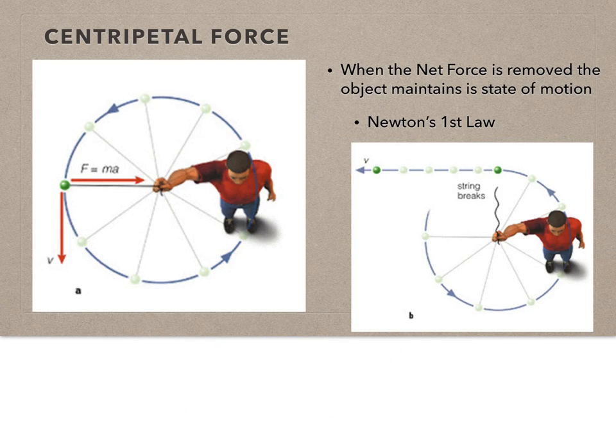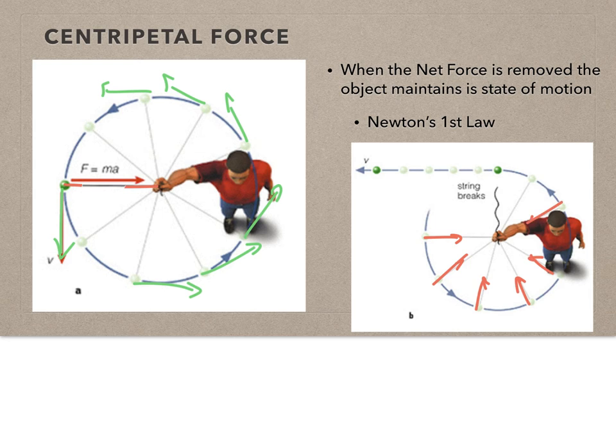So here's an example using the string and the ball. At all times, as we said, there's a tangential velocity, tangential to the circle. In order for this to continuously change direction, the acceleration must be inward. And so the acceleration is inward, which means there must be an inward force provided by the string here. That string provides an inward force. And let's just say the string breaks just as it is here. It was providing a force inward here, inward here, inward here, the same amount.